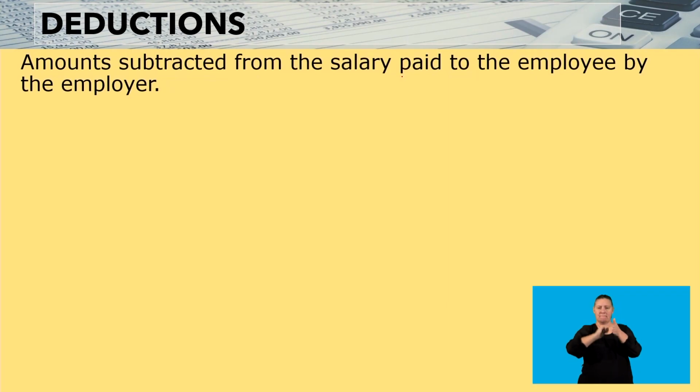Welcome back, dear learners. Before the ad break, we spoke about the salary scale and were able to calculate annual increases as well as monthly salaries. I am going to introduce you now to deductions. What are deductions? These are amounts subtracted from the salary paid to the employee by the employer. So you find that whatever the employer has promised you, that is not what you get to take home. There are amounts that are deducted or subtracted from your salary.